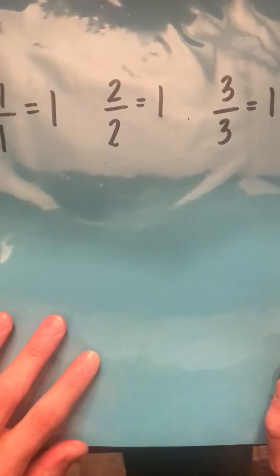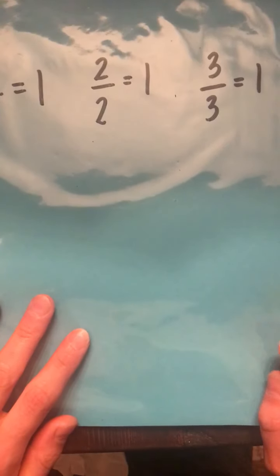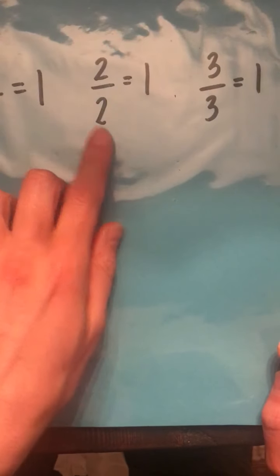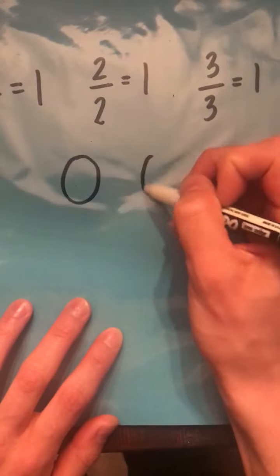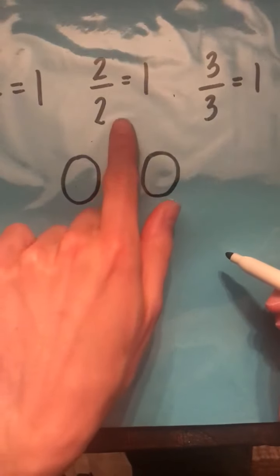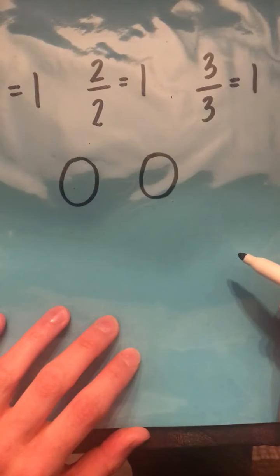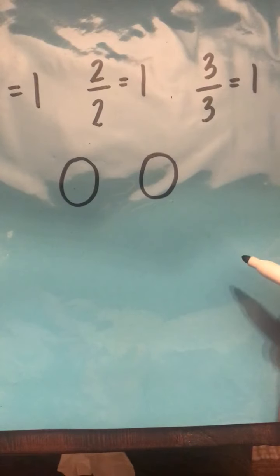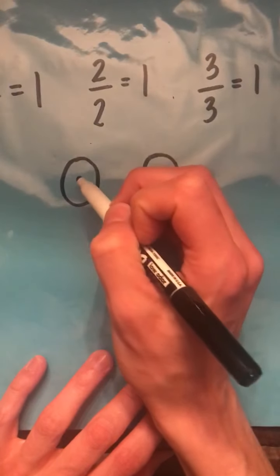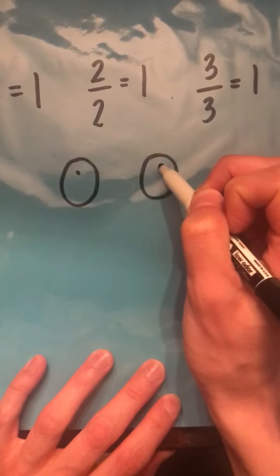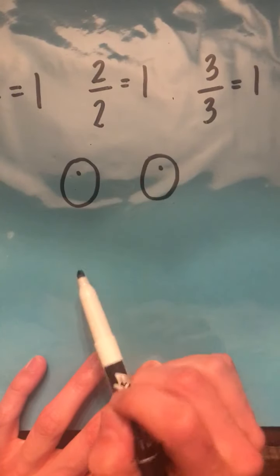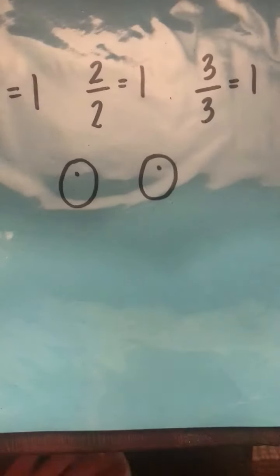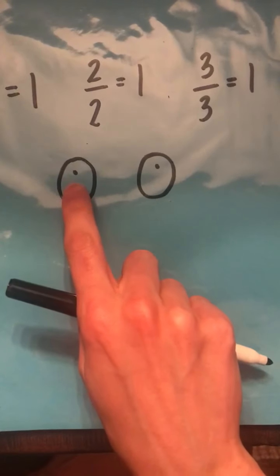Let me explain to you why this works using our understanding of division. If I have 2 friends and 2 apples, and I want to share my apples equally amongst my friends, I would give each friend 1 apple. So here are my 2 apples divided equally amongst my 2 groups of friends. Each friend gets 1 apple.